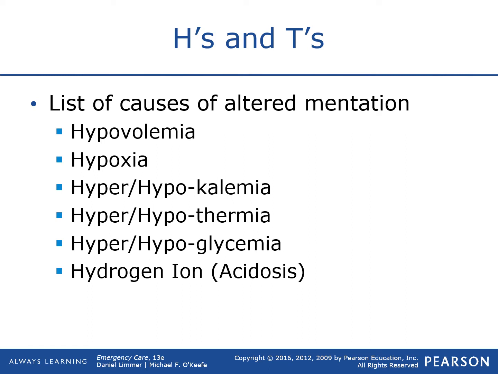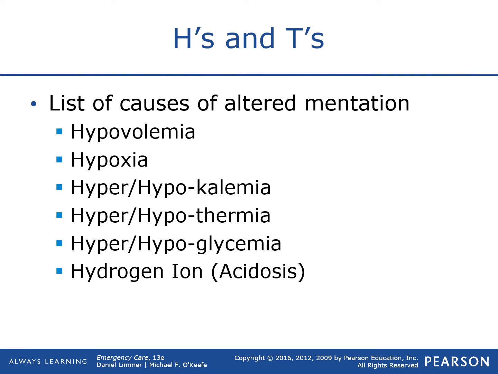So first one is hypovolemia. So that is low blood volume. You can include hypovolemia with bleeding, or you have dehydration, which causes a low amount of plasma in your blood, which will cause low levels of blood. So anytime you have low amounts of blood, that can cause altered mentation. Next one is hypoxia, so low oxygen. We've talked about that quite a bit.